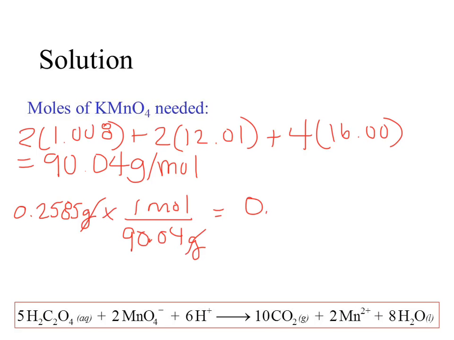Molar mass to moles. She's going to give us 3 sig figs. 4 sig figs. Very good. 4 sig figs because that's what it has. Very good. And that's moles of H2C2O4.